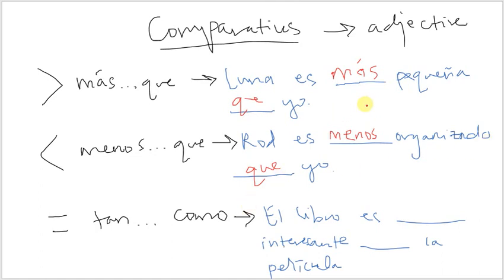So if you want to say something is more something than something else, it'd be más que. Less something than something else, it'd be menos que. If I want to say something is as adjective as something else, so for example, el libro es tan interesante como la película. The book is as interesting as the movie. So more than, less than, or as. And they're going to have whatever adjective you're comparing in between, and the adjective is going to need to match in number and gender. So el libro, singular masculine, interesante, singular and masculine. More than, less than, equal to.